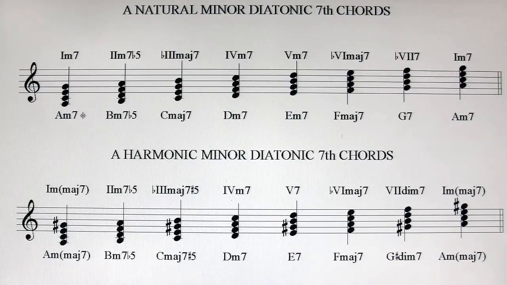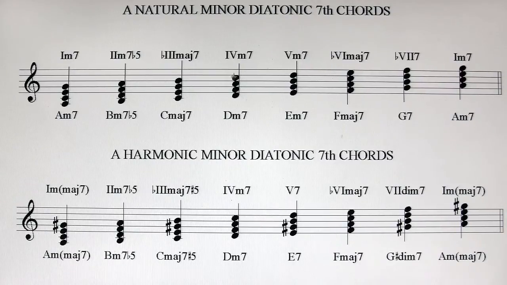That's the intervallic definition of a minor seventh chord, which is termed the chord formula. Every chord has its own formula. All minor seventh chords, which this is, have 1, flat 3, 5, flat 7. If we look at this minor chord here, this also has 1, flat 3, 5, flat 7.